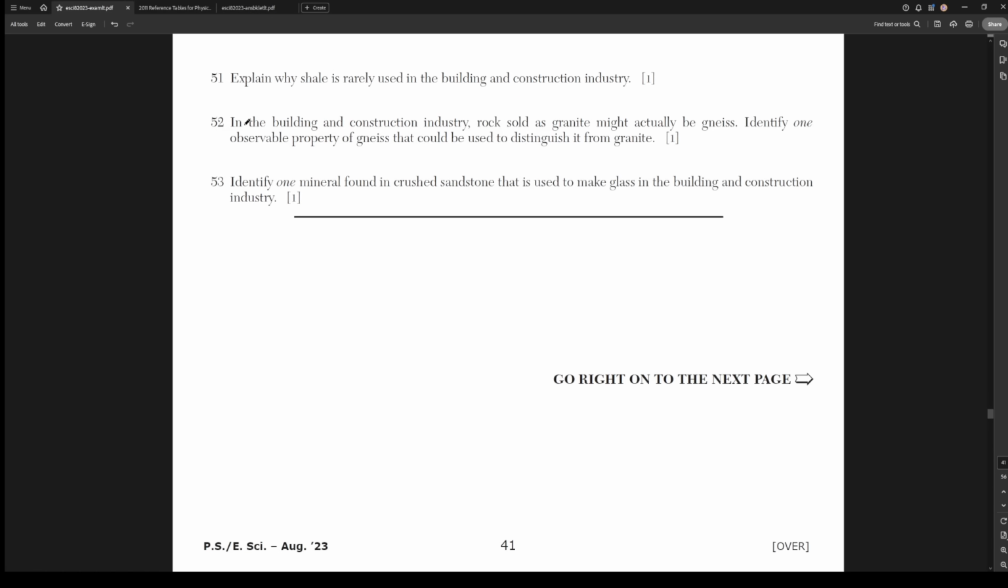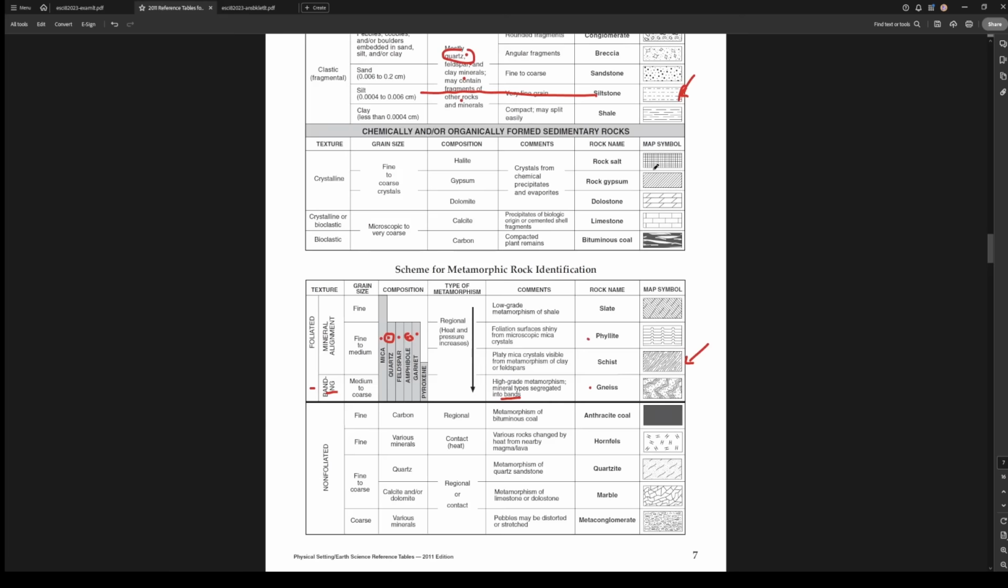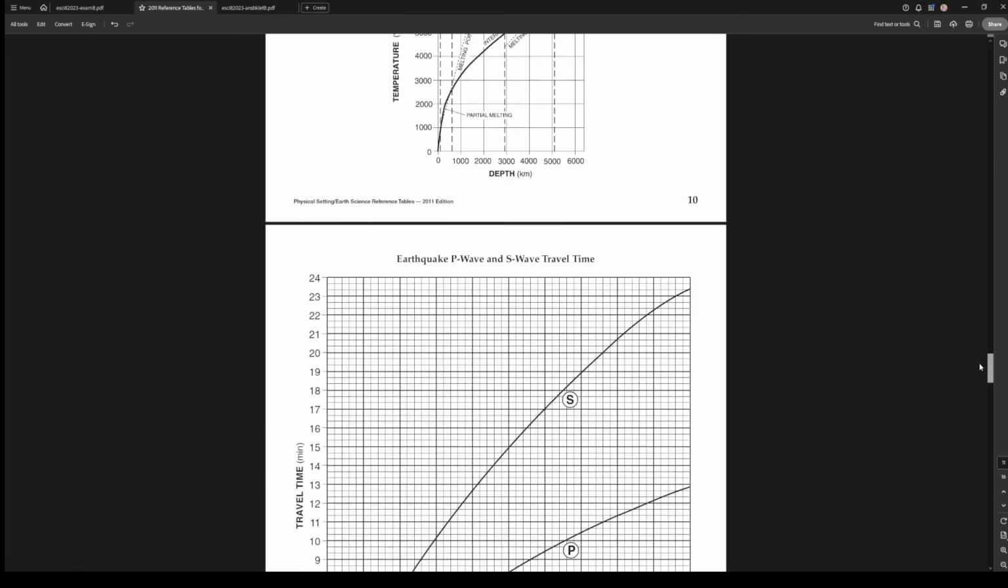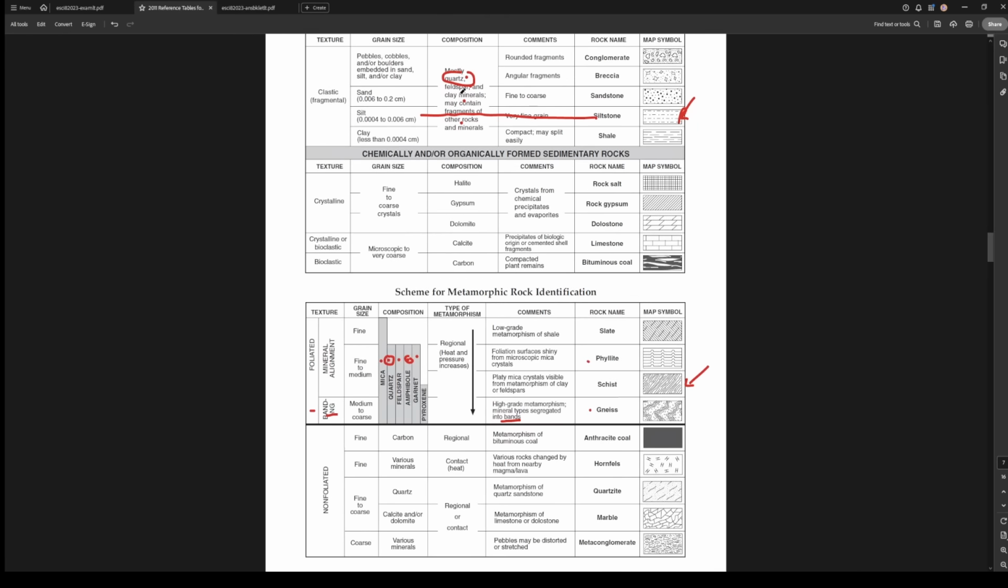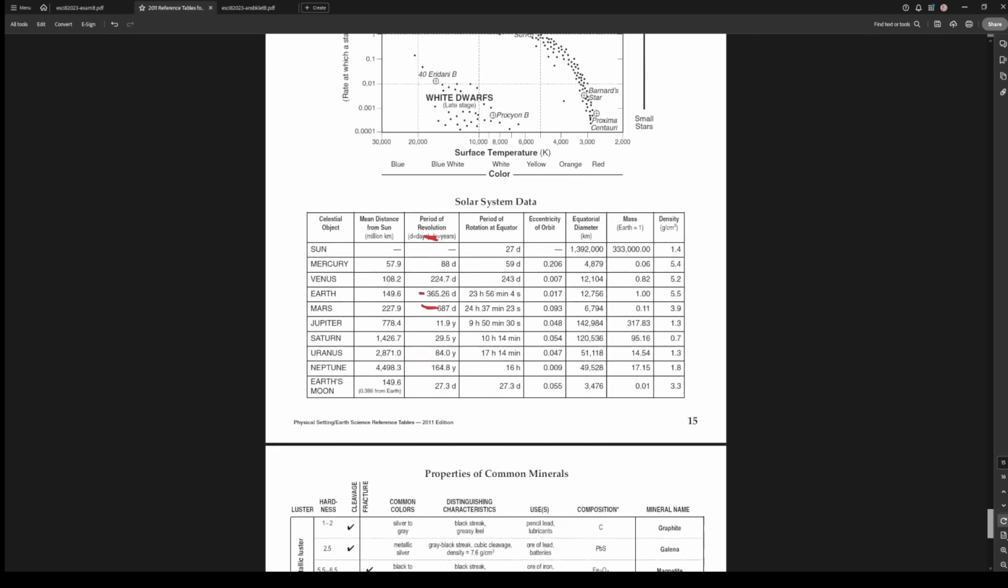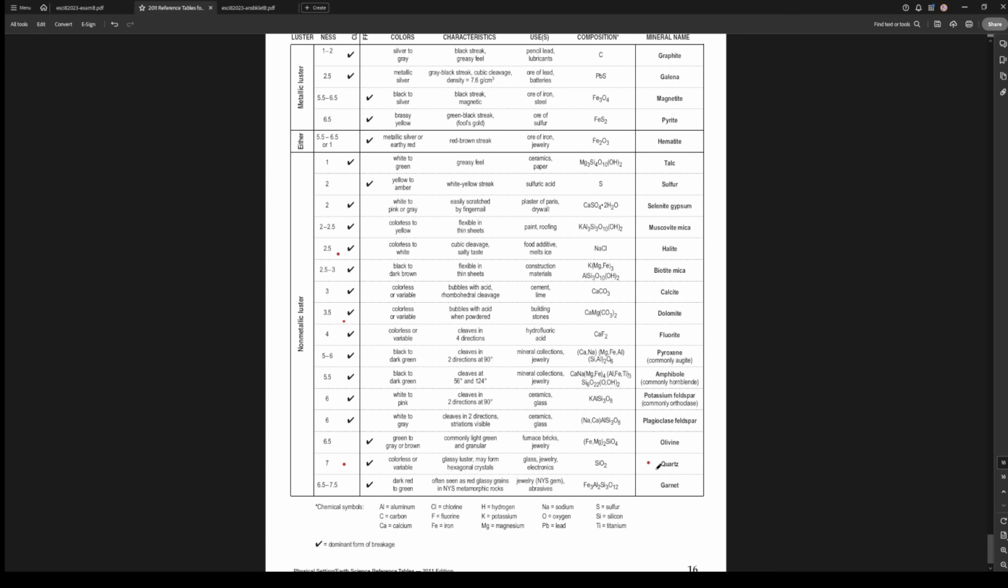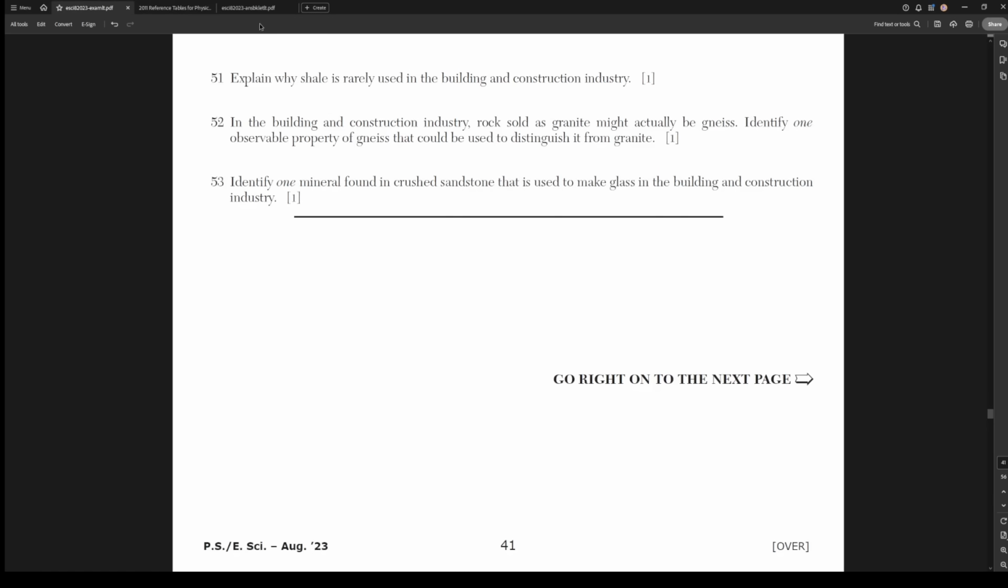53. Identify one mineral found in sandstone that's used to make glass. Who's my Minecraft people? We should know this. Let's see. Sandstone. So we'll go to sandstone. Quartz, feldspar, and clay. So quartz, feldspar, or clay. Go down here. Quartz, made from glass. It's quartz.